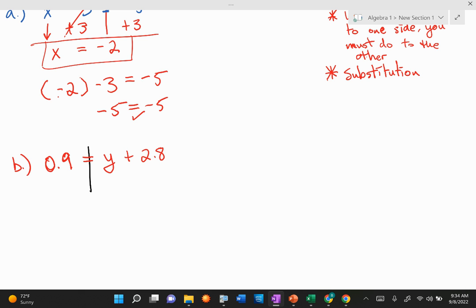find our variable. Variable is on which side? The right, okay? What operation is being done to the variable? Addition. What is the opposite of adding 2.8? Subtracting 2.8. Okay, on the left side, what's 0.9 minus 2.8? -1.9.